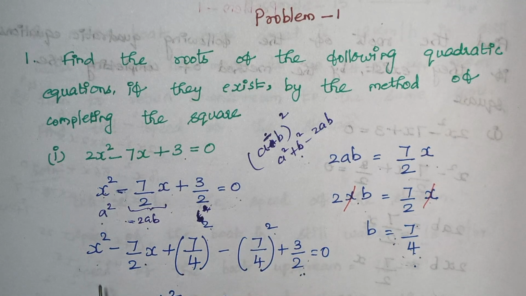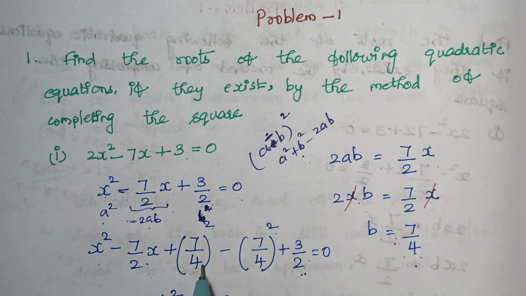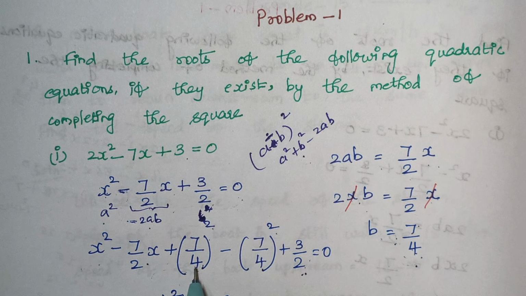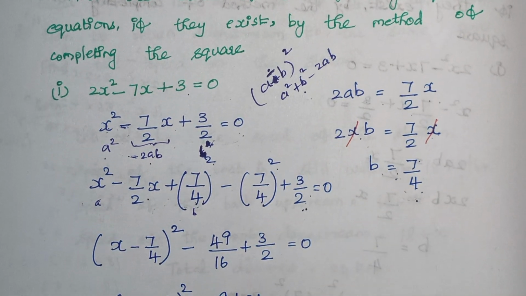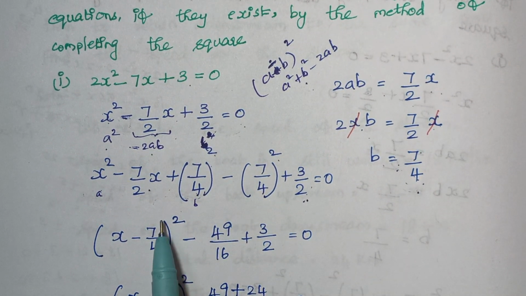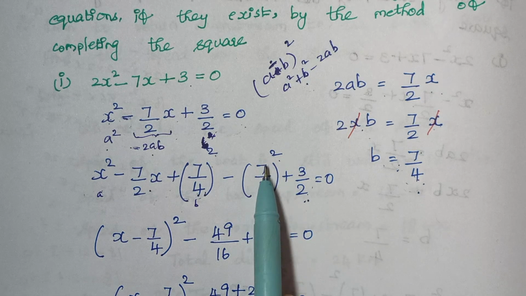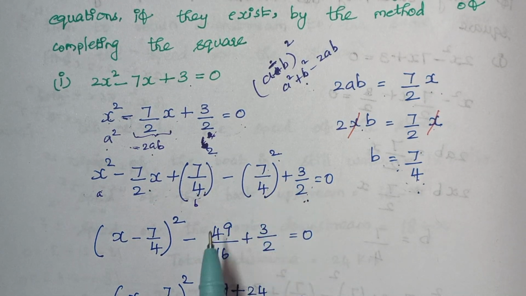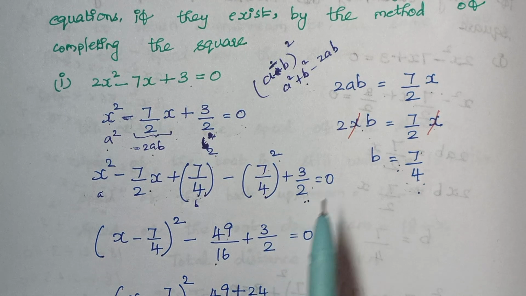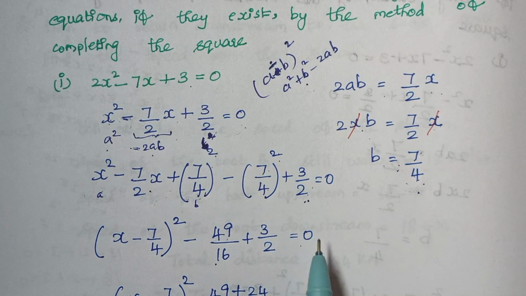So now I am going to combine these three terms. So this is of the form a minus b the whole square. This is your a and this is your b. So this is x minus 7 by 4 the whole square minus this 7 by 4 whole square, which is nothing but 7 square is 49 and 4 square is 16, plus this 3 by 2 is equal to 0.